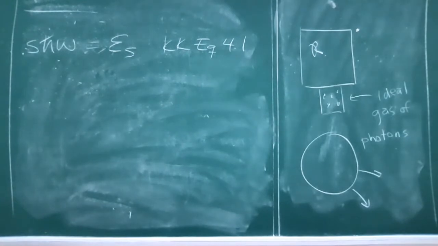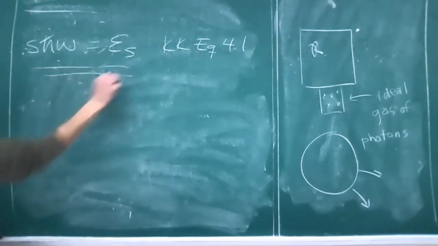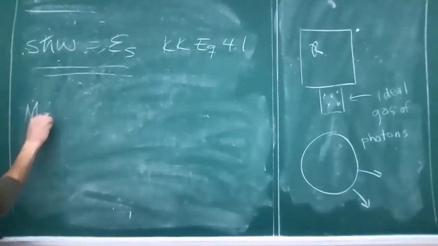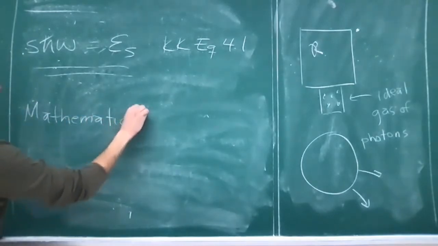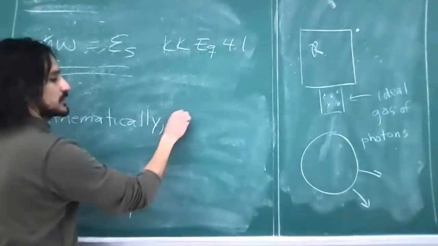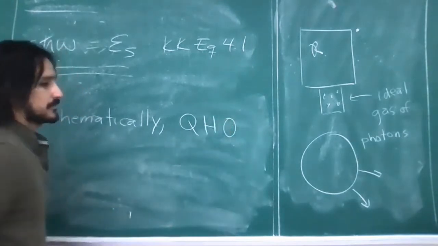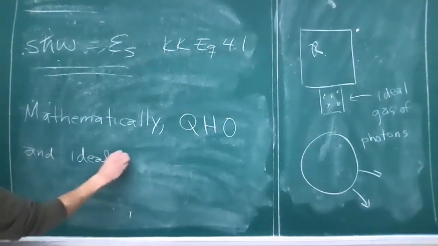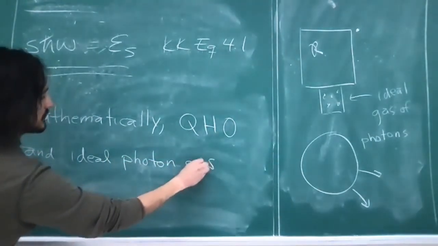I don't know if you already tried problem number 3 from the homework. If you have, then this is going to click better. In that problem, it tells you that the energy of a quantum harmonic oscillator is also this. Have you seen it? Yes? So mathematically, the quantum harmonic oscillator and the ideal photon gas are the same.